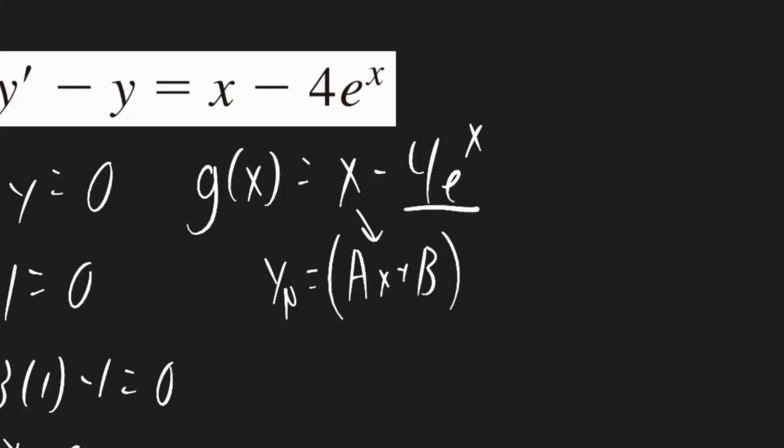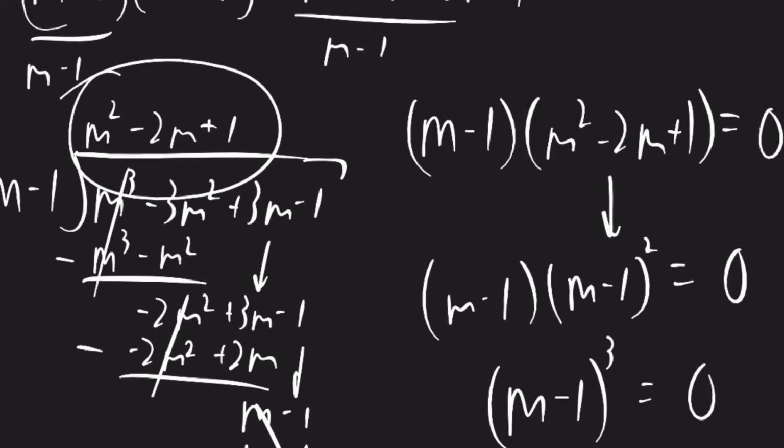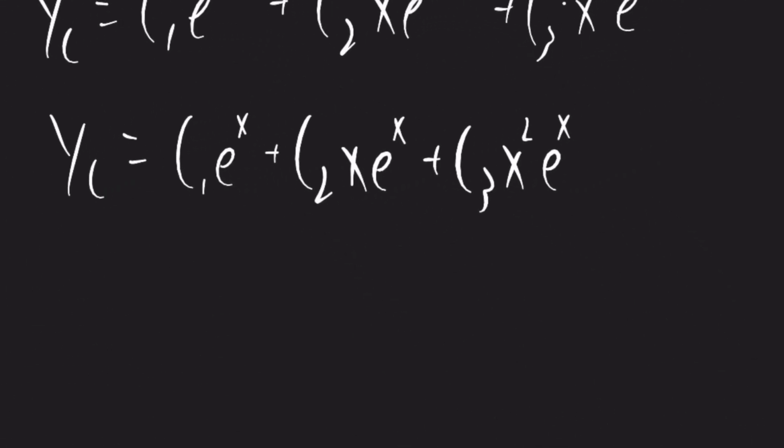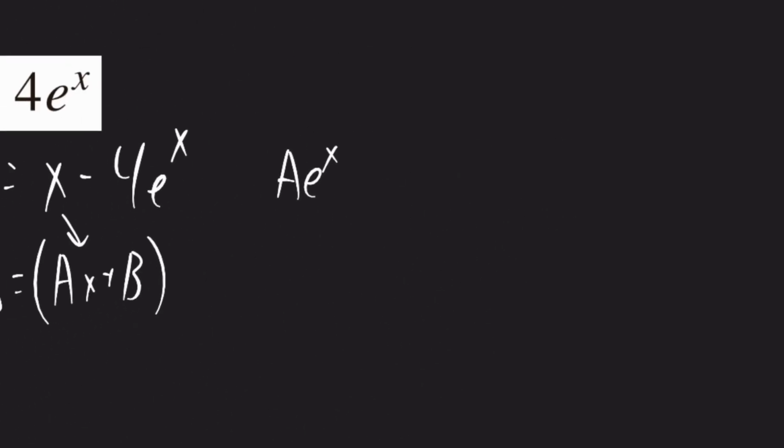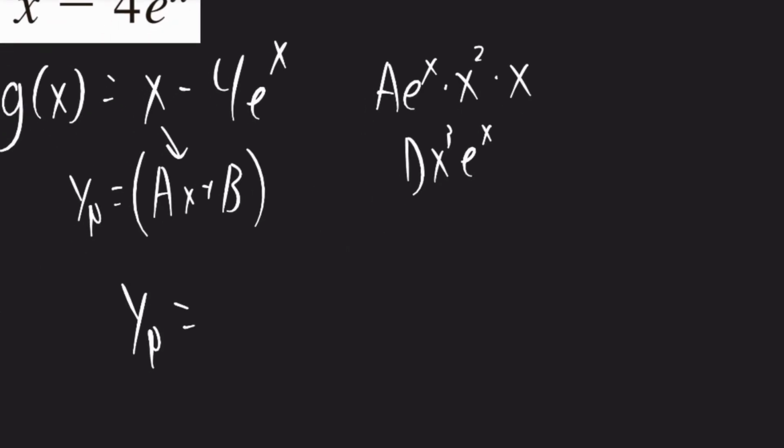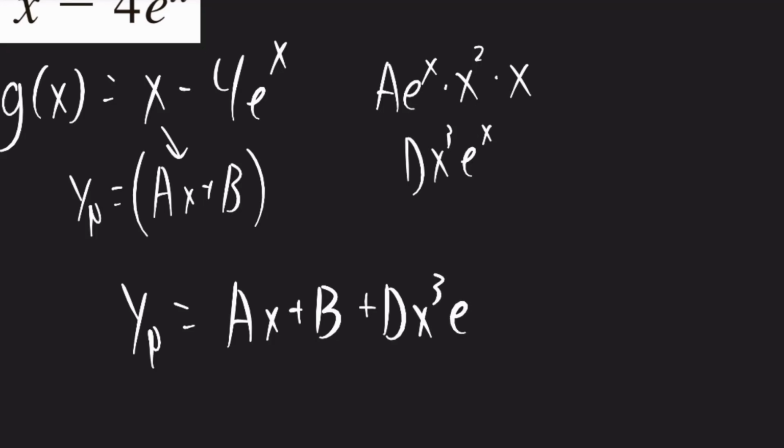Now to account for this 4e to the x term, ordinarily, it would be some constant times e to the x. However, in our yc, we also have some constant times e to the x, as well as some constant times x times e to the x, and some constant times x squared times e to the x. Normally, when we fix this, we'd multiply with an additional x, but because we already have it up to x squared, we have to have x cubed times our e to the x term, and I'll use a different constant for this. I'll call it d. So yp is going to have ax plus b plus d x cubed e to the x.